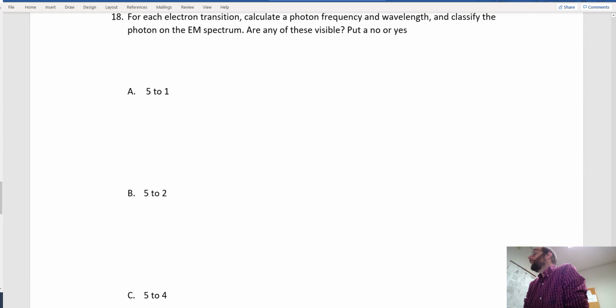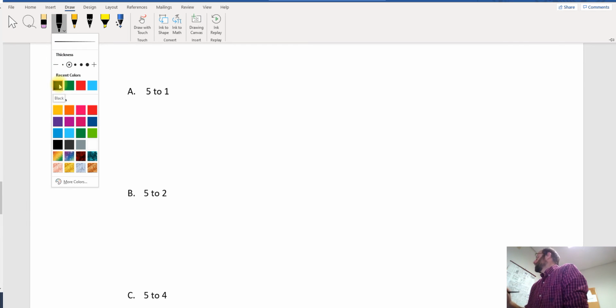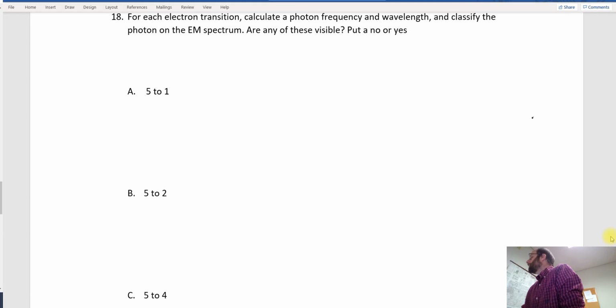I'm going to make this one here to help you out with number 18 in your homework. So for each electron transition, calculate photon frequency and wavelength, classify the photon on the EM spectrum. Are any of these visible, yes or no? So we're talking about a hydrogen atom. I think that should have been specifically mentioned in the problem. I'll go back on the next version and put that in there.